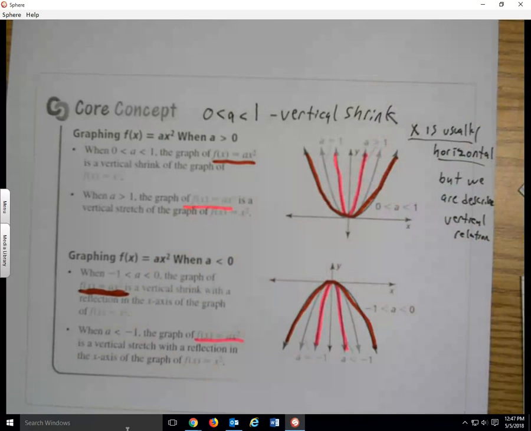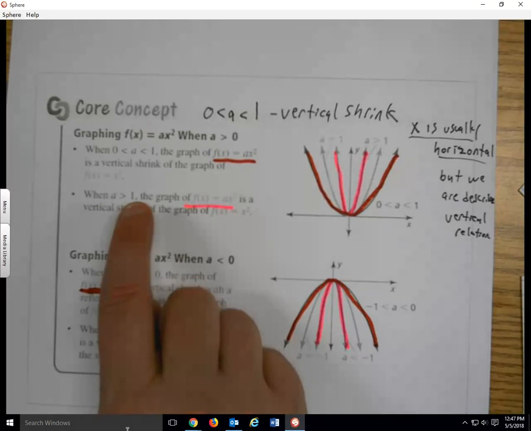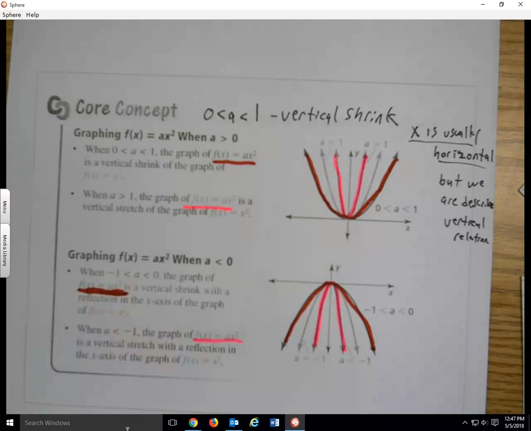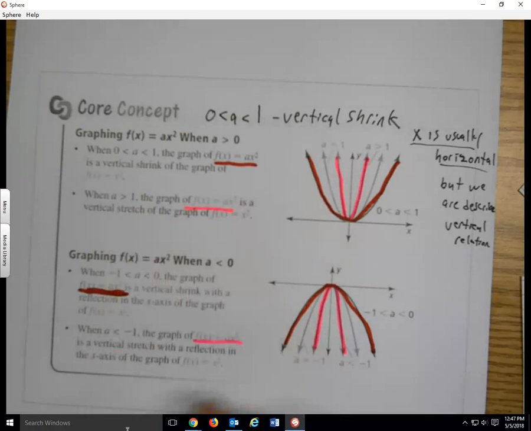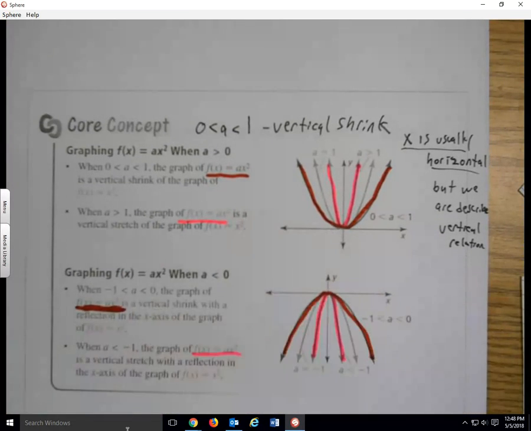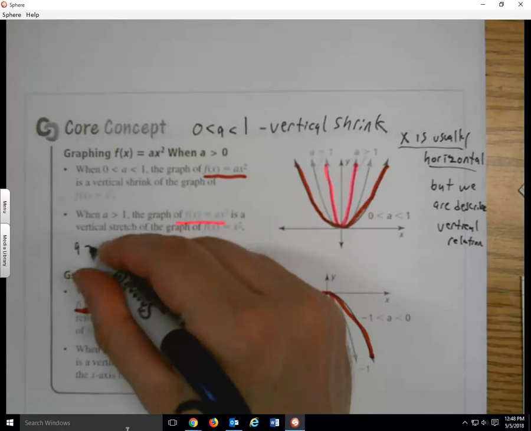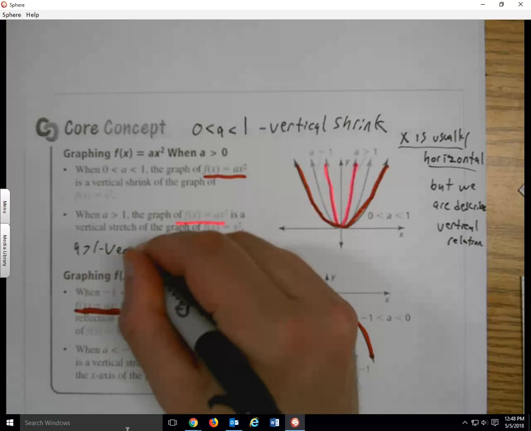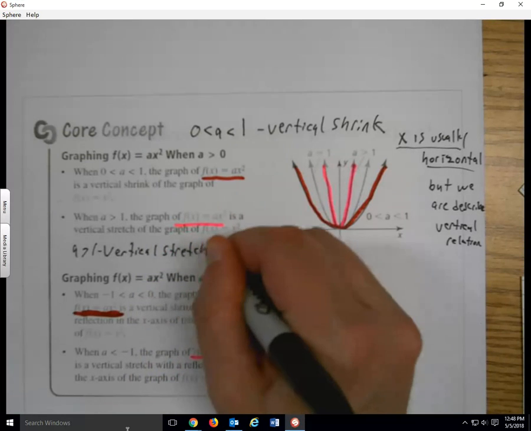Okay, but what about if a is greater than 1? I don't think that needs any explanation. Any number greater than 1, if you stay with whole numbers, would be like a 2, a 3, a 4, a 5,000. Those are all greater than 1, right? What would that do to the graph compared to the parent function? Well, that is a vertical stretch. So if a is greater than 1, it's a vertical stretch of the graph.